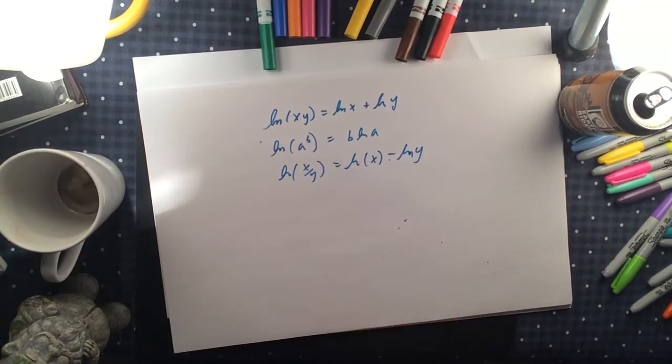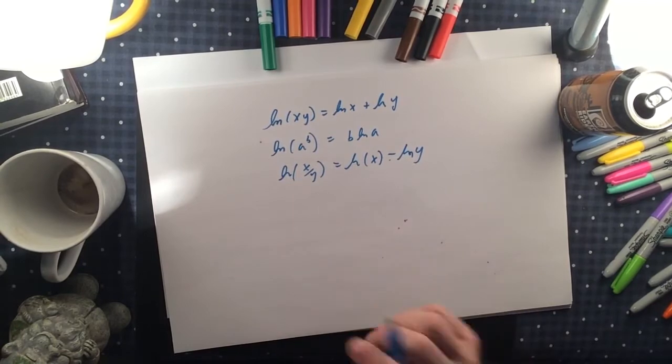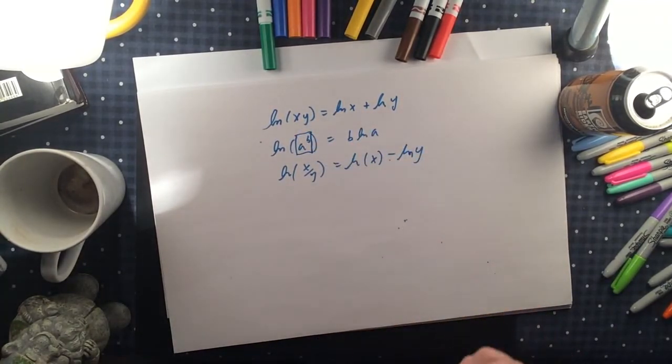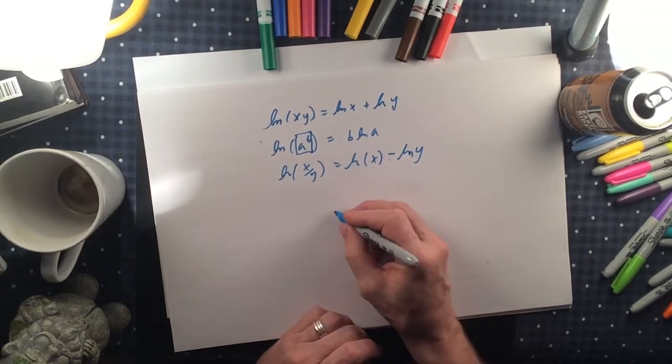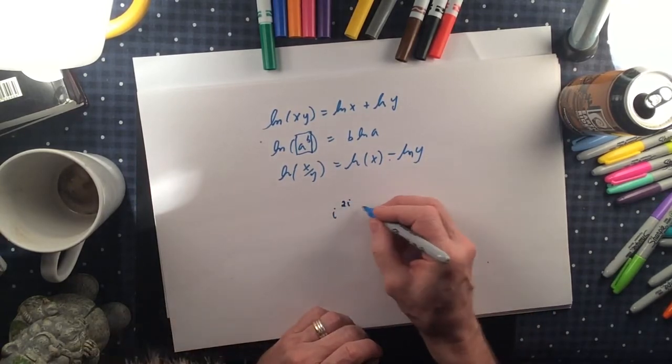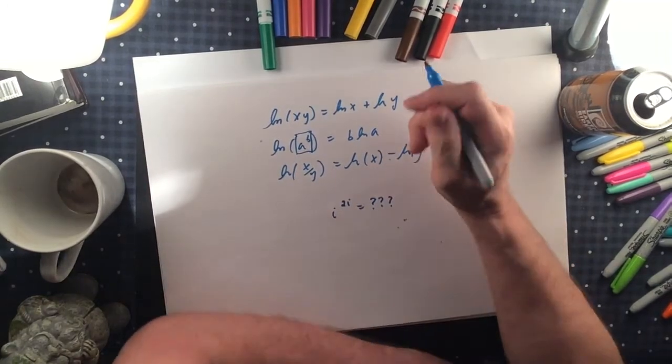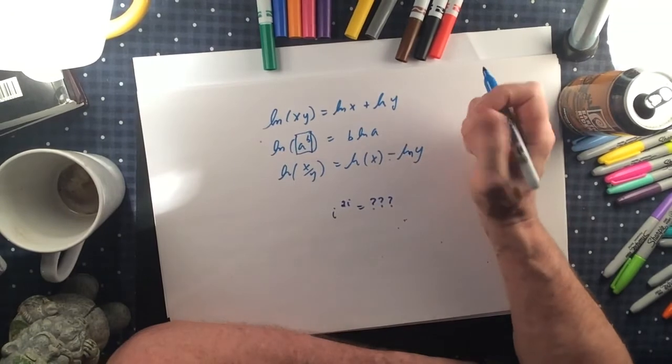Now, there is a problem. First off, this one right here, we haven't done yet. For example, i raised to the 2i. What's that going to be equal to? We haven't done the complete algebra of the complex plane.